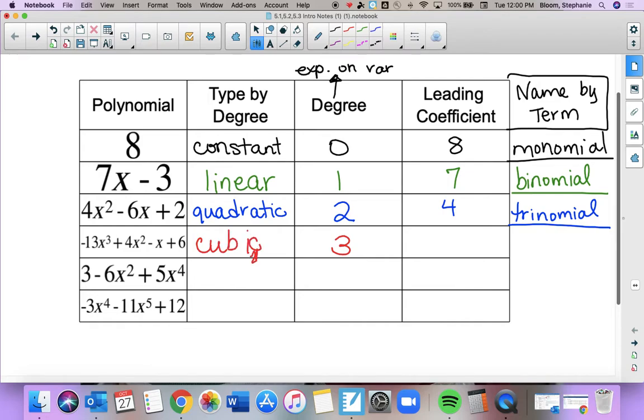Whoa, kind of. And what's the leading coefficient of the first term for this one? -13. How many terms does this one have? 4 terms. You know what you call that? 4 or more is always called? There you go, polynomial. So anytime it's 4 or more, you just call it a polynomial.